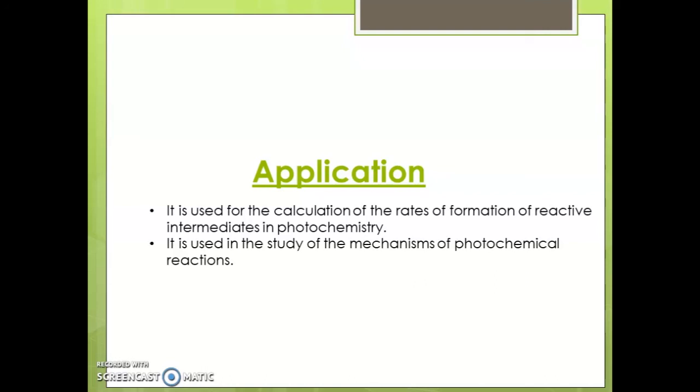These two laws are very important laws of photochemistry. The first one is the Grotthus-Draper law, the first law of photochemistry, and the second one is the Stark-Einstein law of photochemical equivalence, the second law of photochemistry.